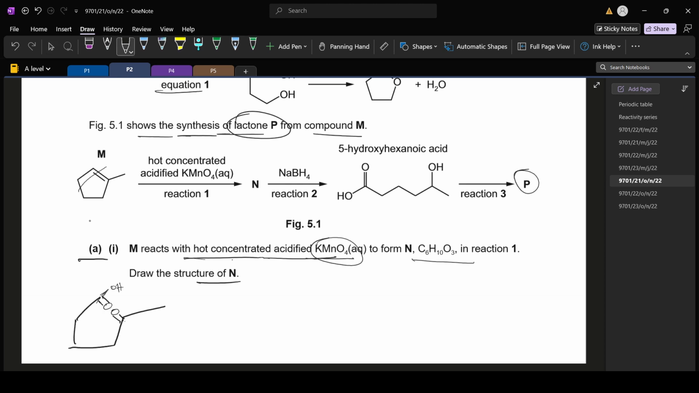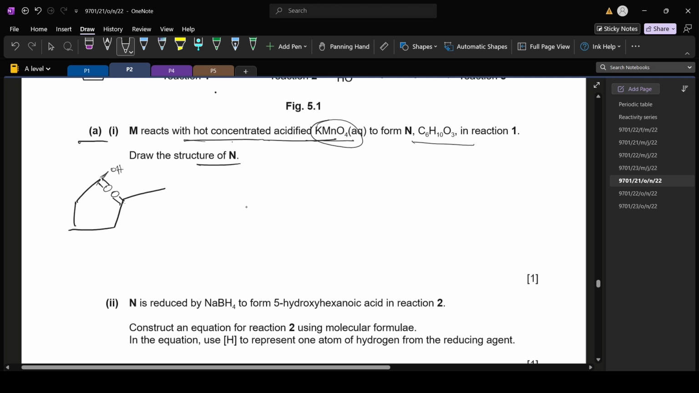So this will be your N. It is saying draw the structure of N, so you can draw it. Now let's draw the structure. You can draw it in straight form: 1, 2, 3, 4, 5 and 6. You have 6 carbons. So this is your ester part. So this is your structure.